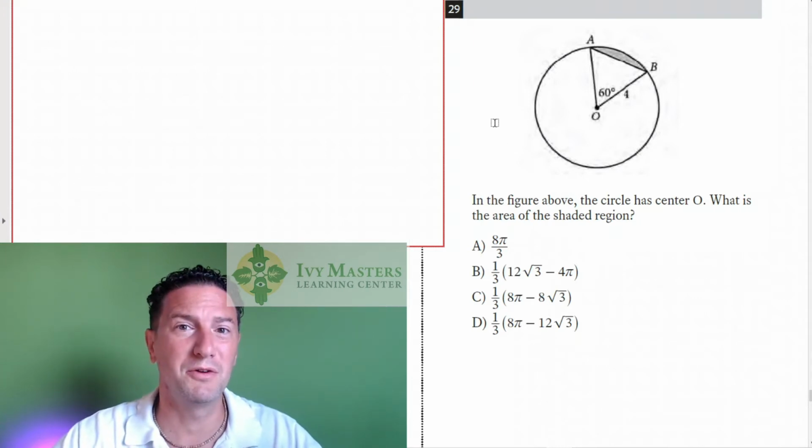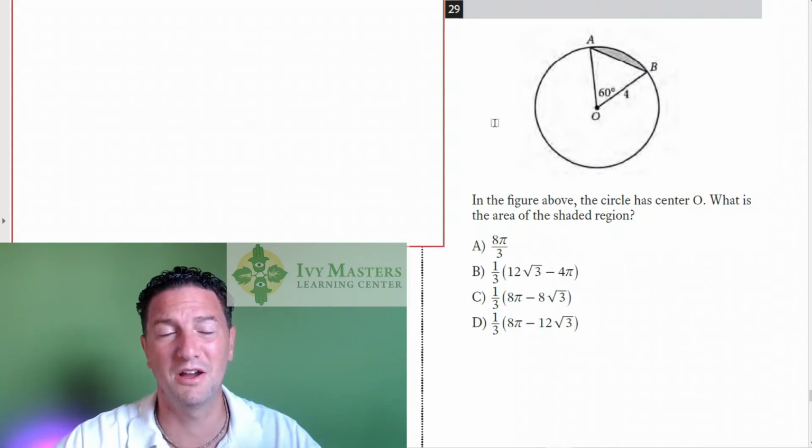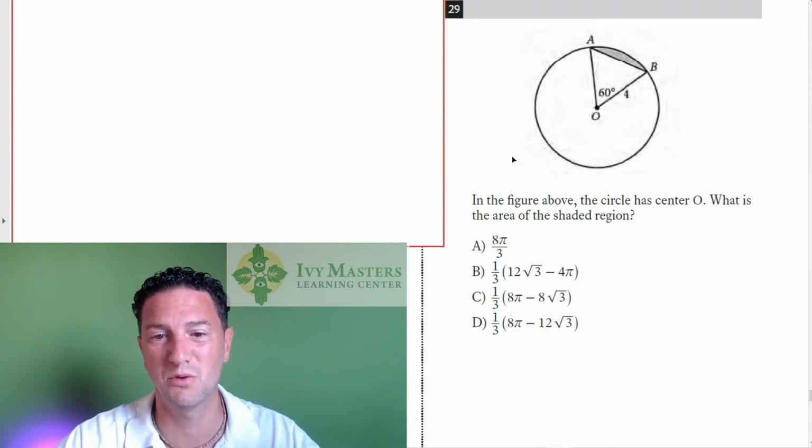My name is Paul Pasulka, IB Masters Learning Center, IBMasters.com. And yes, today we're looking at October 2020 SAT section 4, number 29, which reads: in the figure above, circle has center O. What is the area of the shaded region?